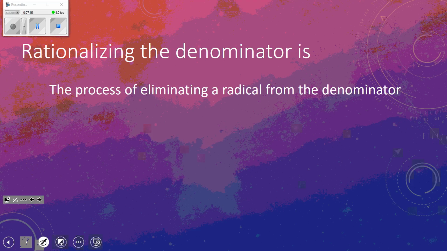To rationalize the denominator is the process of eliminating a radical from the denominator. Everybody got it? Process of eliminating a radical from the denominator.